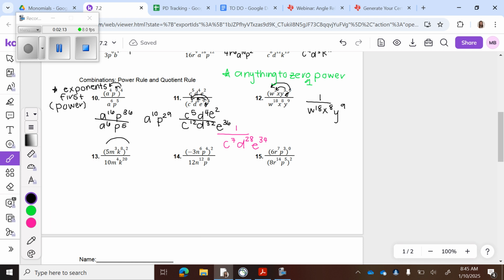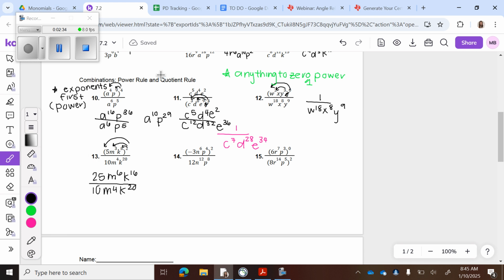All right, 13. Go ahead, distribute your exponent first. The only thing you have to be careful of here is that I have to distribute this exponent to a coefficient. So I'm going to have 5 to the 2nd, which is 25, m to the 6th, k to the 16th. Because when we do the power rule, we multiply our exponents. I'm going to rewrite my denominator.